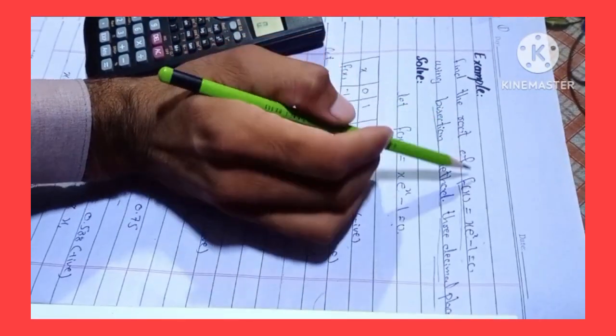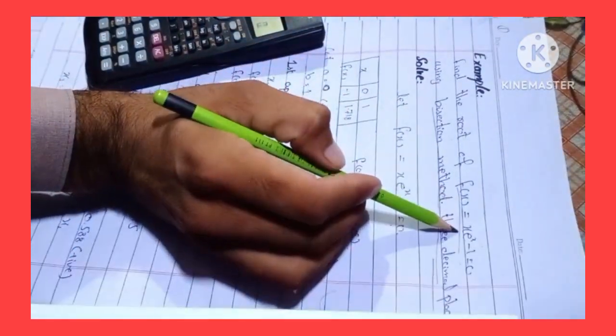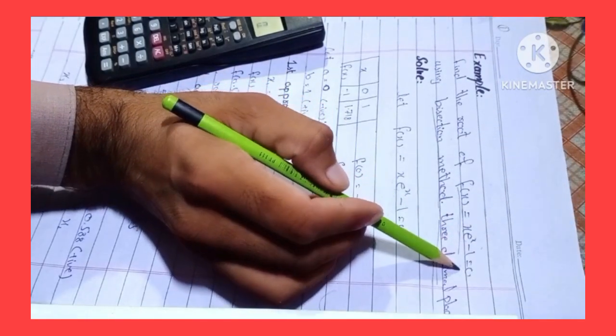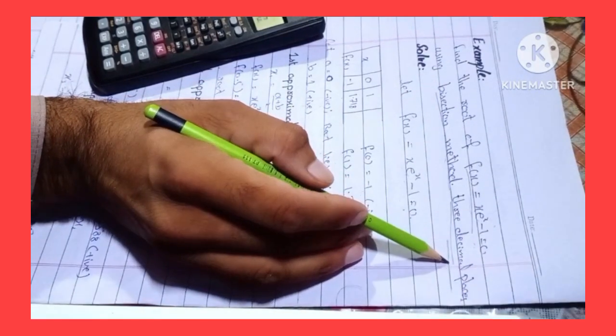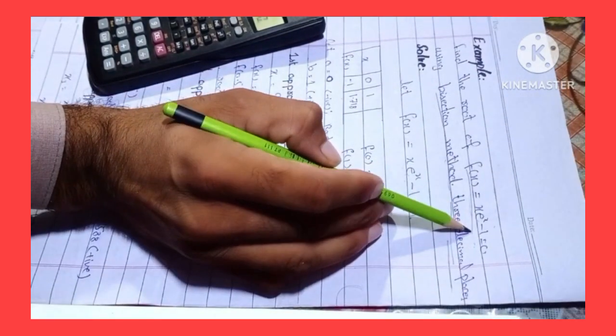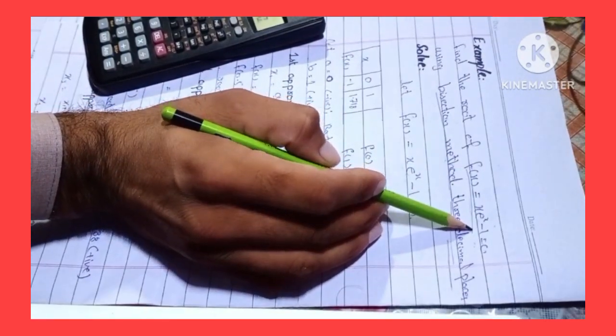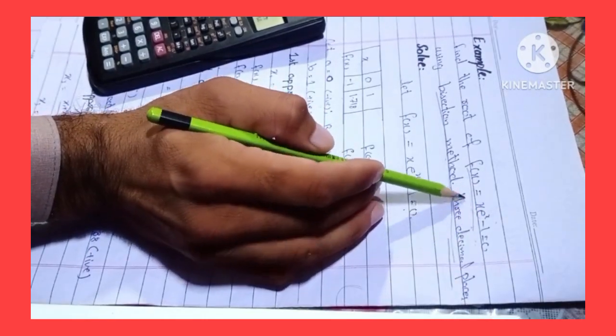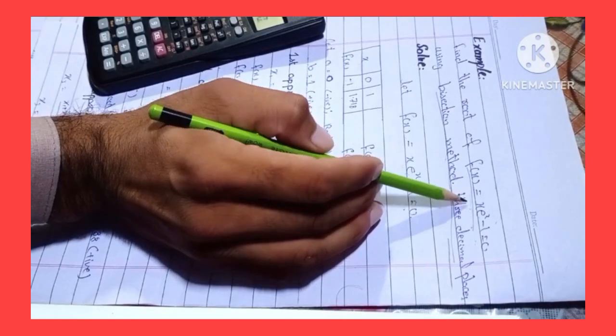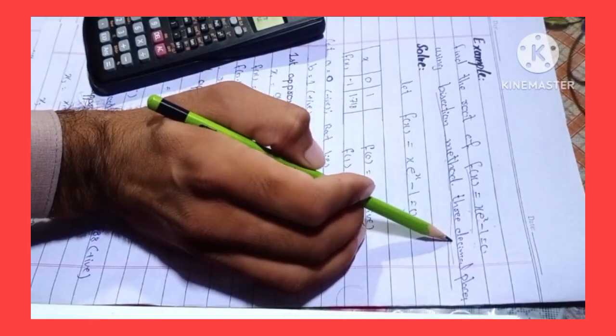Find the root of f(x) = x e^x - 1 = 0 using the bisection method up to 3 decimal places. This equation is an exponential function because e to the power x is involved. Its approximate value is found up to 3 decimal places.